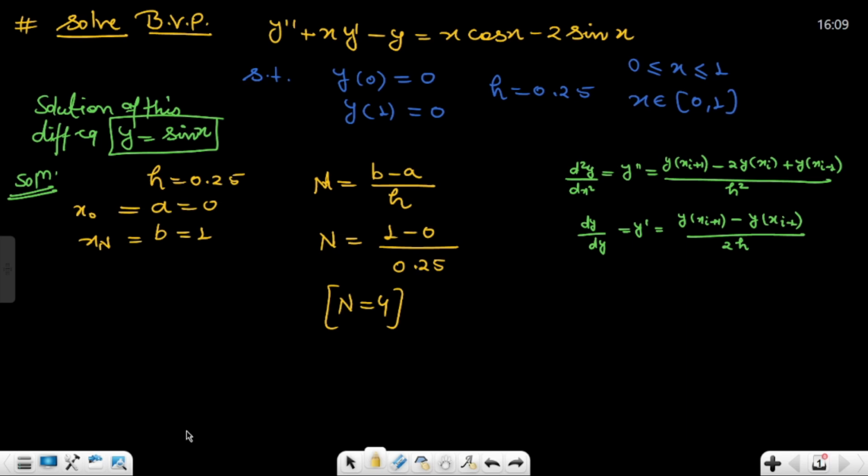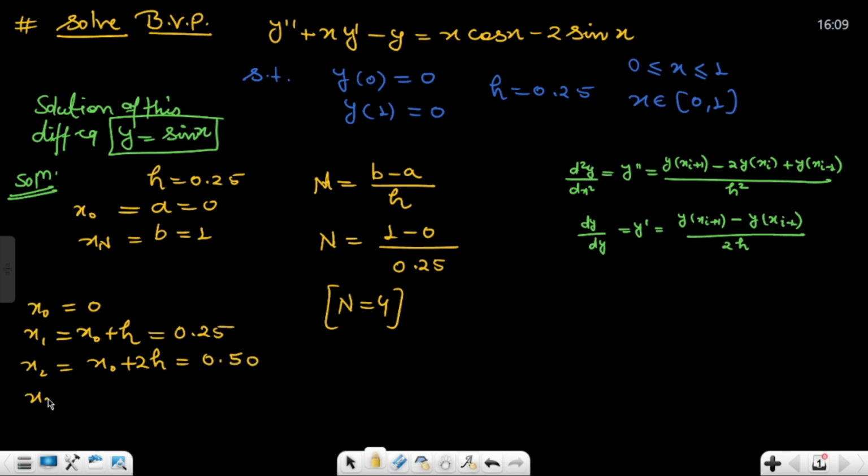Before going to that, we should have the discretized points. x0 is equal to 0, x1 is nothing but x0 plus h, which is 0.25. x2 is x0 plus 2h, which is 0.50. x3 is x0 plus 3h, which is 0.75. And x4, that is xn, you can write as x0 plus 4h, which is 1. So you have 0, 0.25, 0.5, 0.75 and 1.